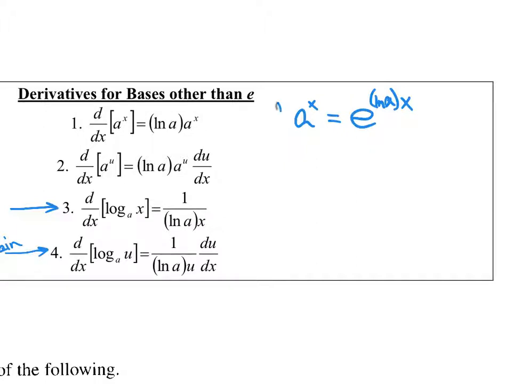So if I'm taking the derivative with respect to x of this, the derivative of e to a power is e to that power. So it's e to the ln of a times x.